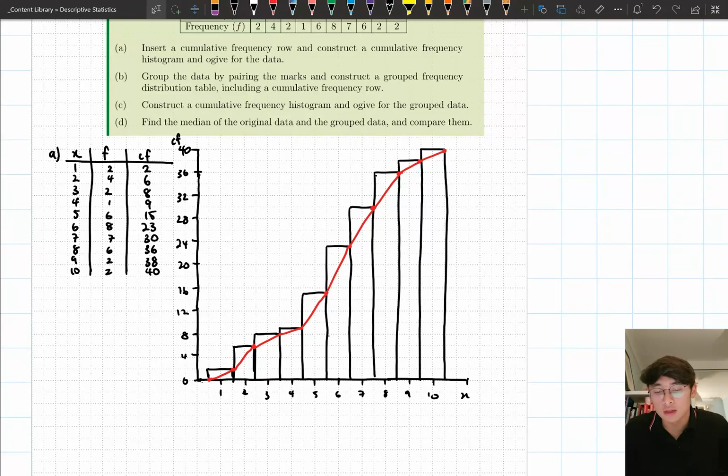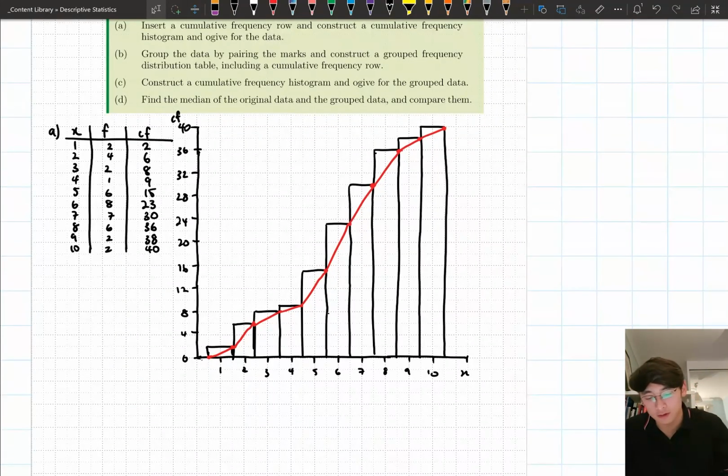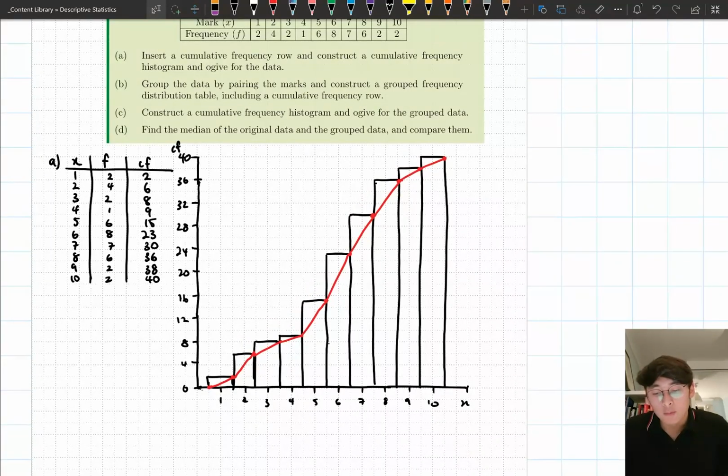Now we want to also do this for the grouped data, but I'm actually going to ignore that because I don't have enough space underneath, I don't think. What I want to do is actually skip to part D, where we're going to find the median of the original data.